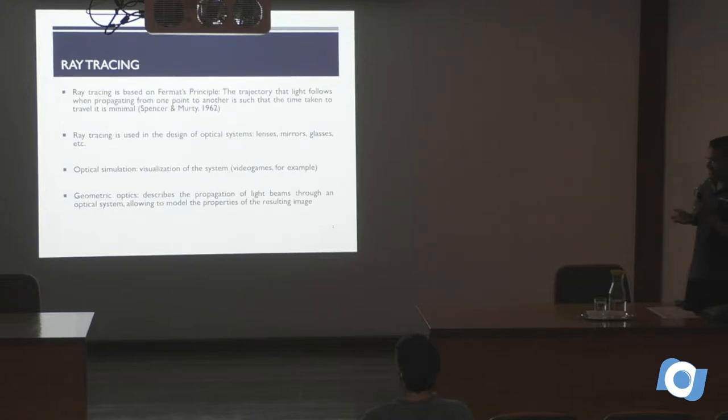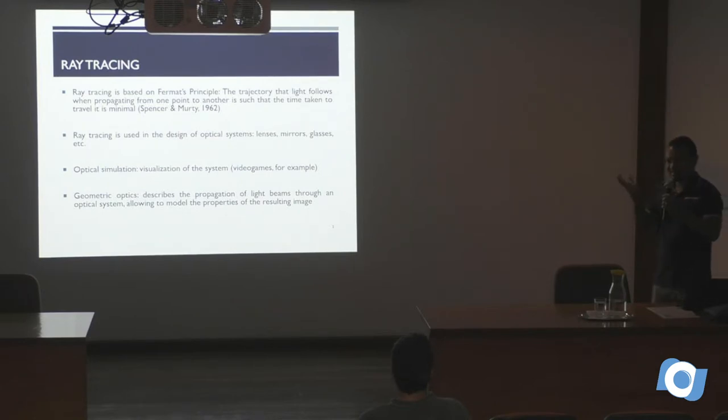What is ray tracing? Ray tracing is a principle based on Fermat's principle, which tells us that the light will travel from point A to point B through the minimal distance. It's an extremal principle, like Hamilton's principle, for example, and that's the basis of the ray tracing. Ray tracing is used, like I said, in designing of optical systems.